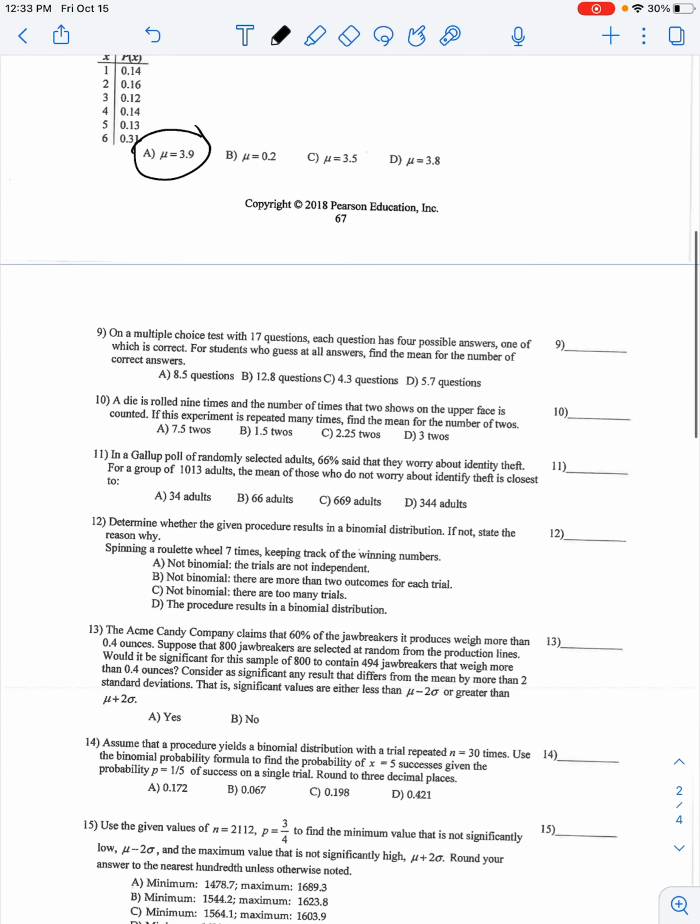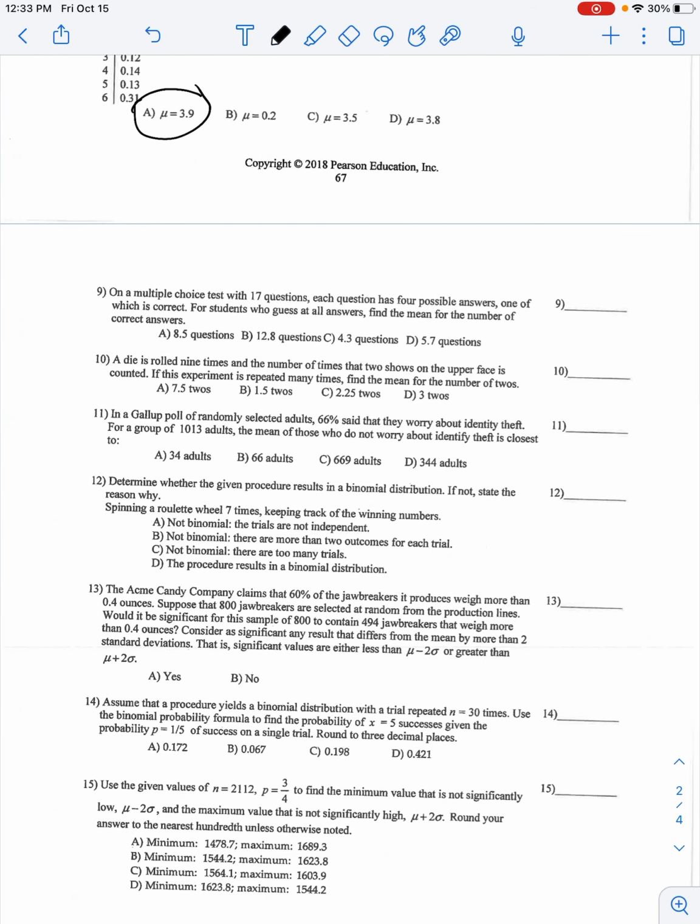Let's do another one. Number 11. In a Gallup poll of randomly selected adults, 66% said that they worry about identity theft. So for a group of 1,013 adults, the mean of those who do not worry about identity theft is closest to how many adults? So you have A, B, C.